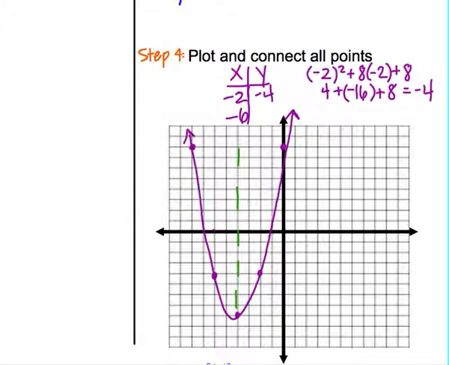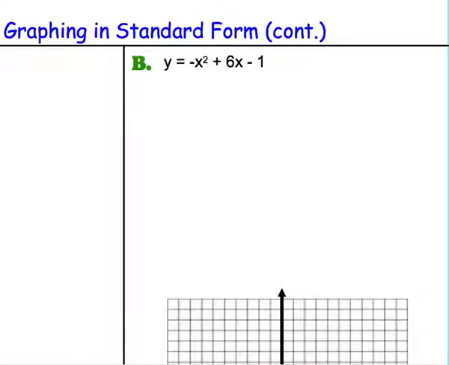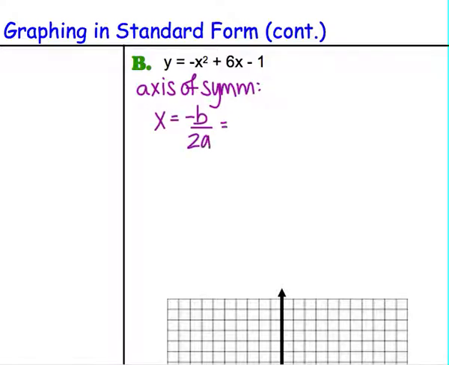Let's now take a look at a couple more examples. We have here y equals negative x squared plus 6x minus 1. So first I'm going to get that axis of symmetry, and that's going to be x equals the opposite of b over 2a, which is the opposite of 6 over 2 times negative 1. 2 times negative 1 is negative 2. Negative 6 divided by negative 2 is positive 3. So x equals 3 is our axis of symmetry.